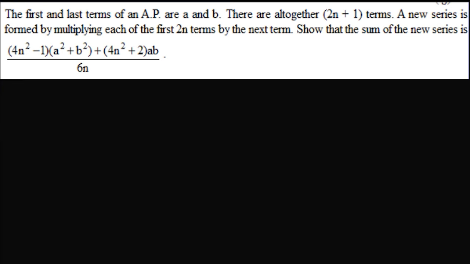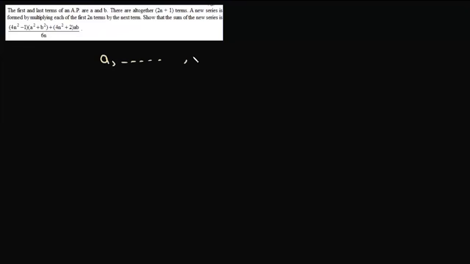Now here the question is, the first and last term of an AP are a and b. So we have an AP whose first term is a and last term is b, and there are altogether 2n plus 1 terms. It says a new series is formed by multiplying each of the first 2n elements by the next term. Show that the sum of the new series is this value. Now we know that this b is the (2n plus 1)th term. This b will be a plus 2n into d. So the common difference of this AP will be (b minus a) upon 2n, and that's our first result.